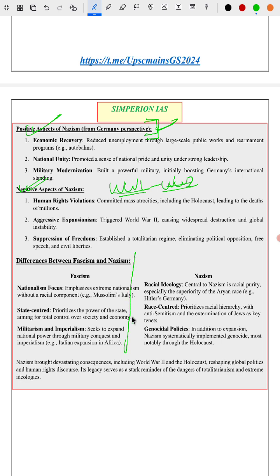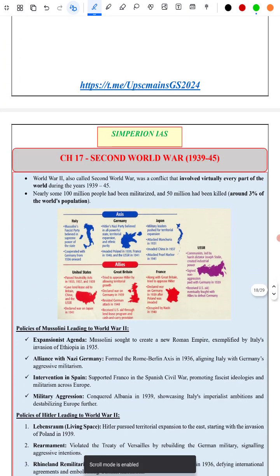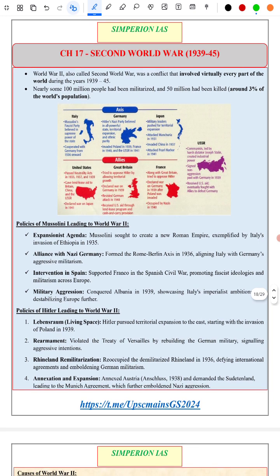Next, we have discussed the difference between fascism and Nazism. We are given 3 points, 3 differences, and a conclusion for that particular chapter. Next is the Second World War. We have started with an introduction. Next, we have pictorially represented the countries, the Axis powers and the Allied powers.